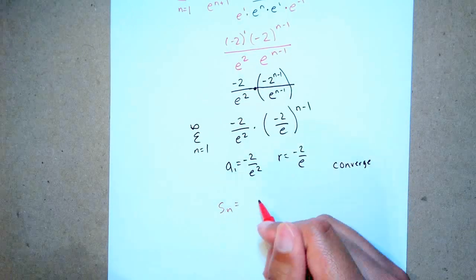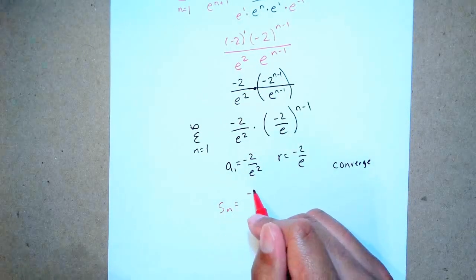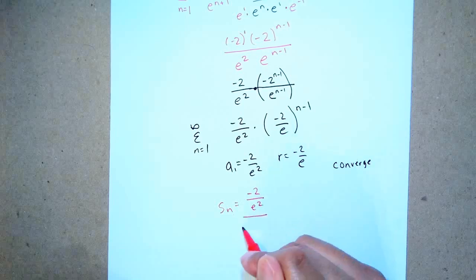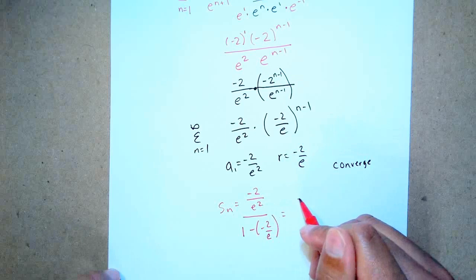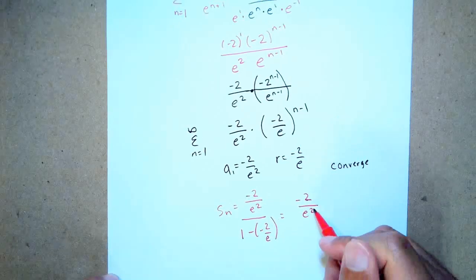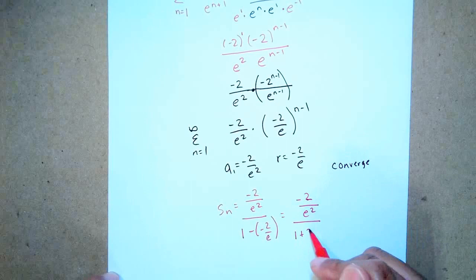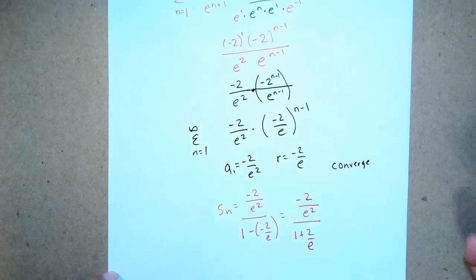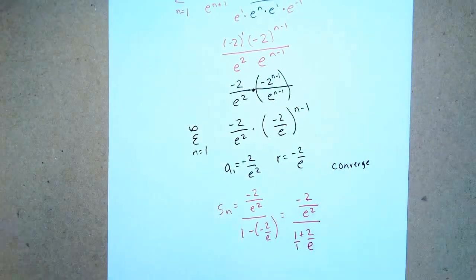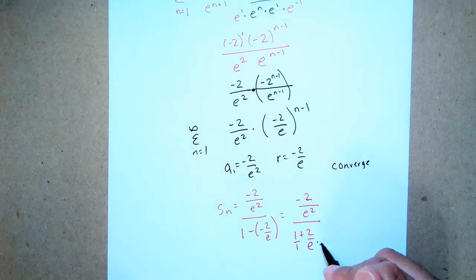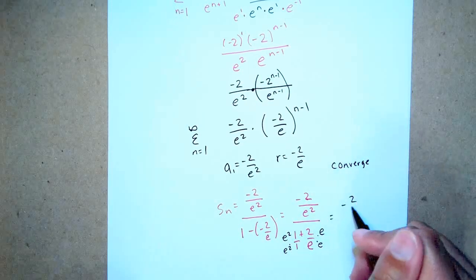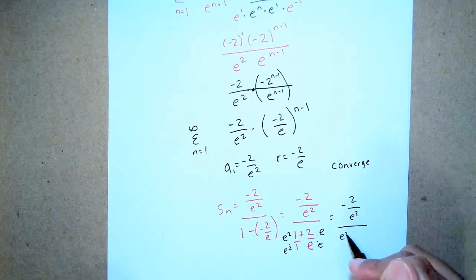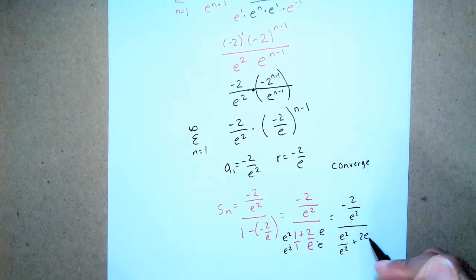So S is equal to a, which is negative 2 over e squared, all over 1 minus your r, which is negative 2 over e. What this is going to give us is negative 2 over e squared over 1 plus 2 over e, and then this looks like a complete mess. But literally ask yourself, okay, I've got to get an LCD for every single fraction. My LCD is the biggest denominator, which is e squared. So that means I need to multiply this by an e, this by an e, this by e squared, this by e squared, and this is going to give me negative 2 over e squared, all over e squared over e squared, plus 2e over e squared.